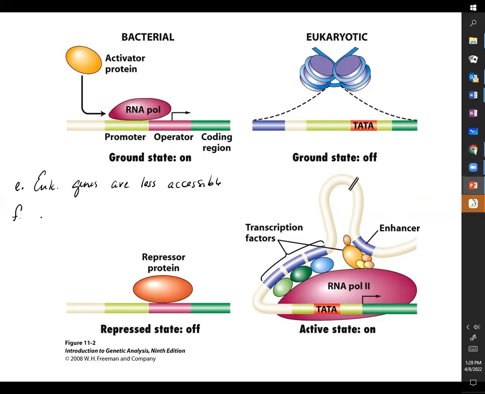And another key difference is that in prokaryotes, most of the regulation occurs at the level of transcription. Either it's transcribed or it's not transcribed. It's turned on or it's turned off. Eukaryotic gene transcription is regulated at a number of different levels. So eukaryotic gene expression, I should say, going from the gene to a functional protein, is regulated at every stage.